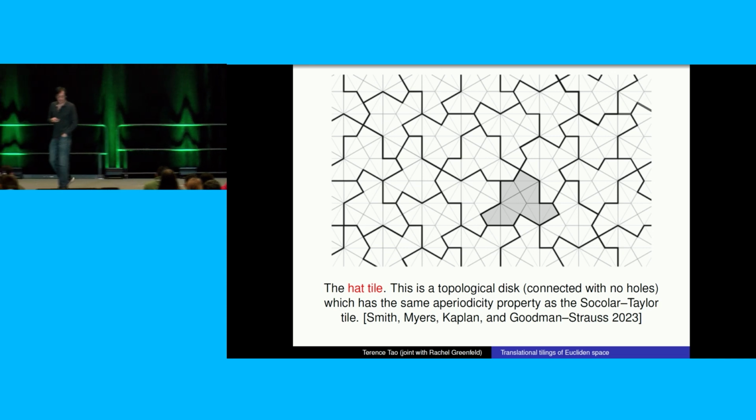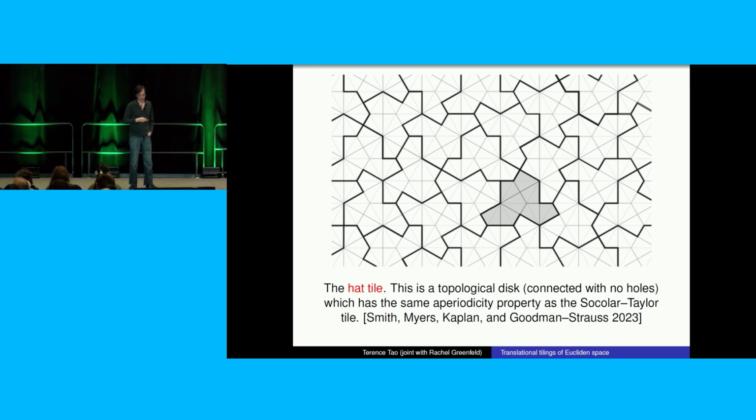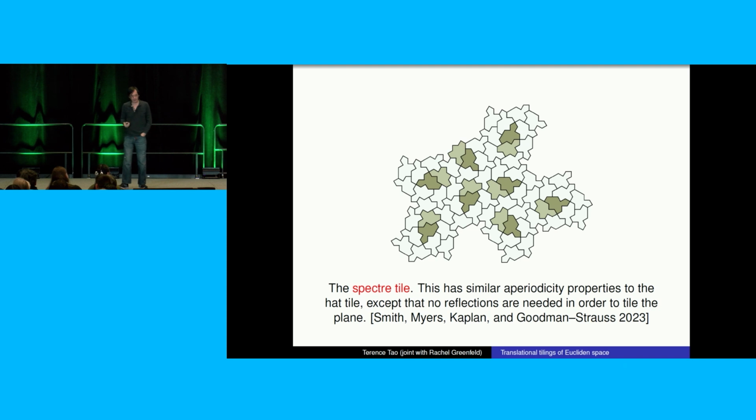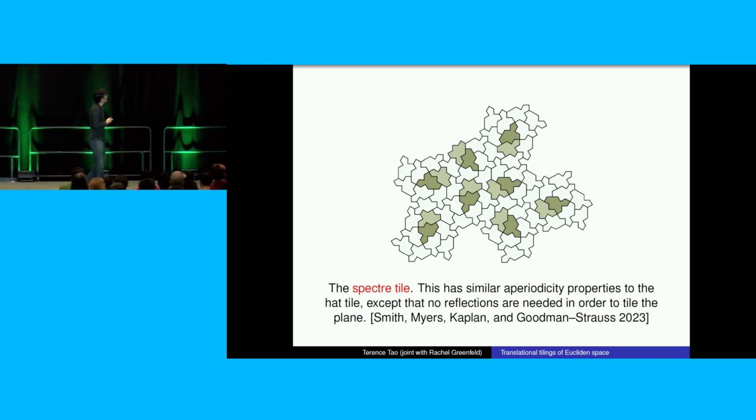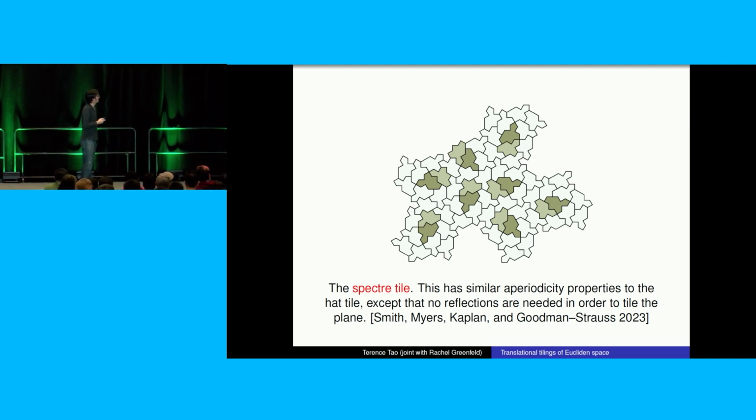It's a tile where you need to rotate and reflect it, and then shortly afterwards, the same group of people produced a variant, which they call the spectre. It's a very similar tile to the hat, except that you can tile space now without needing reflections. It's what they call a chiral monotile. There are, again, I think 12 rotations of this tile which tile space. And again, the only tilings are aperiodic. They do have an almost periodic structure, a sort of self-similar, p-adic type of structure, but they're not actually periodic.